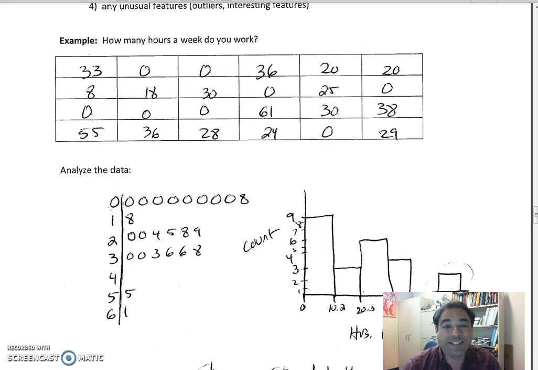In the zeros row, anything that starts with 0, so there are 8 zeros, and then the 8 would also go in the zeros row. In the ones row, we'd put the 8 to represent 18. In the twos row, we'd put 0, 0, 4, 5, 8, 9, which would be in the 20s. The 30s row would be 0, 0, 3, 6, 6, 8. Nothing in the 40s; there's nobody who works 40 hours. We have a 55, represented by a 5 in the fives row, and a 61, a 1 in the sixes row. That would be a regular stem plot.